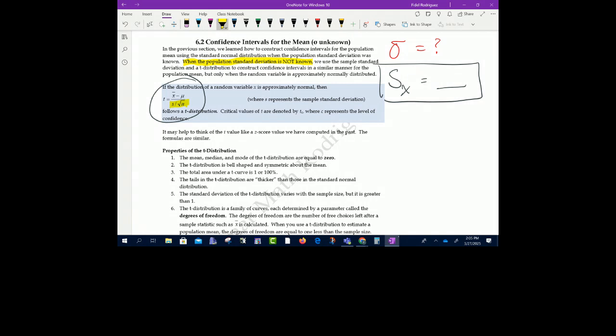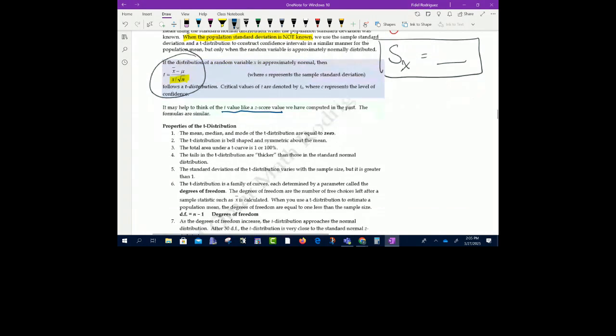But a t-score, y'all, is going to be very similar to a z-score. Okay, so what are some properties of the t distribution? The mean, median, and the mode are going to be 0. The t distribution is bell-shaped. So look, this is what the t distribution kind of looks like. Okay, it's still bell-shaped, still symmetric about the mean. All the area under that curve, y'all, is still 1 or 100%.